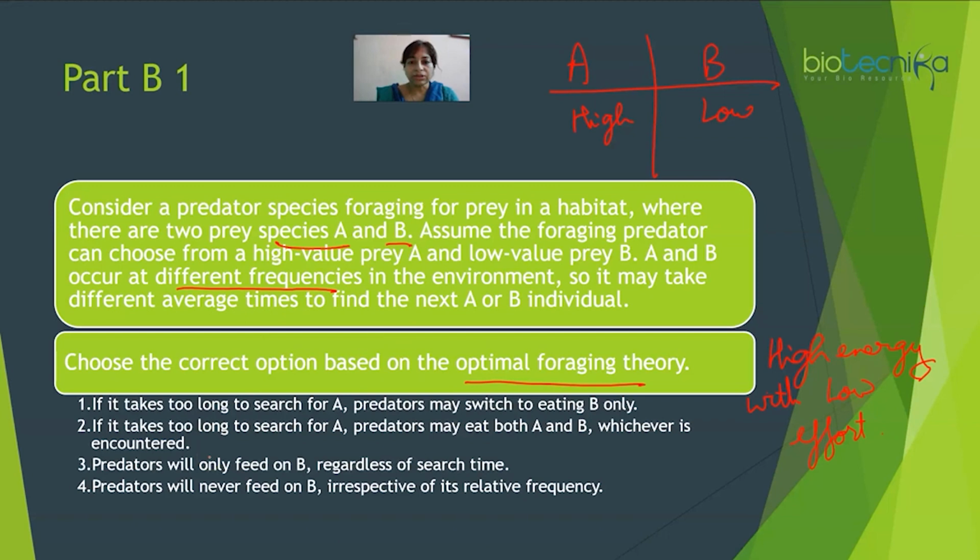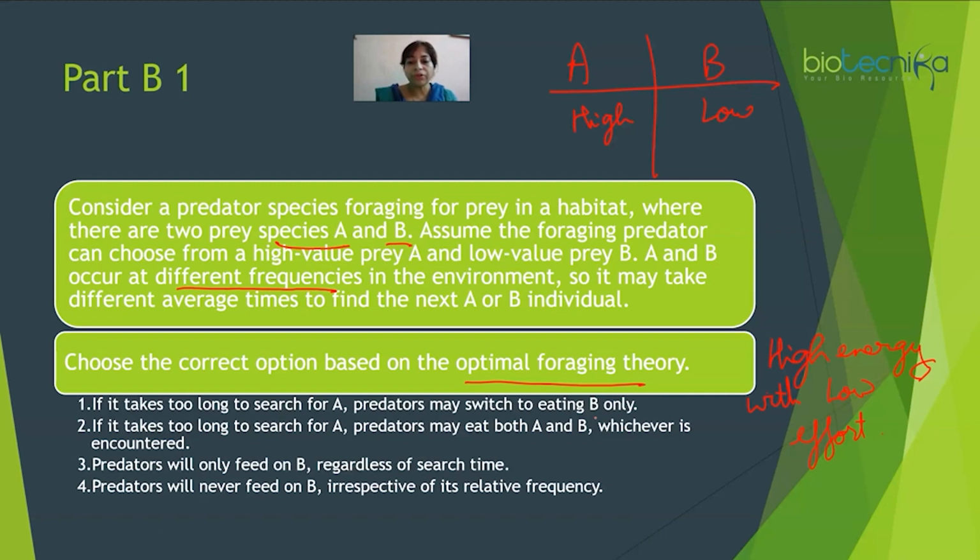Okay. Now see, yes, definitely when the energy is high for A, the predator would prefer A. Okay, but it will prefer A considering the effort given for acquiring A and B is the same. But here what is the condition? That if it takes too long to search for A, okay, that means the predator is losing its time. Okay, so it is putting a lot of effort in order to get a high energy food, so that will not be optimum foraging.